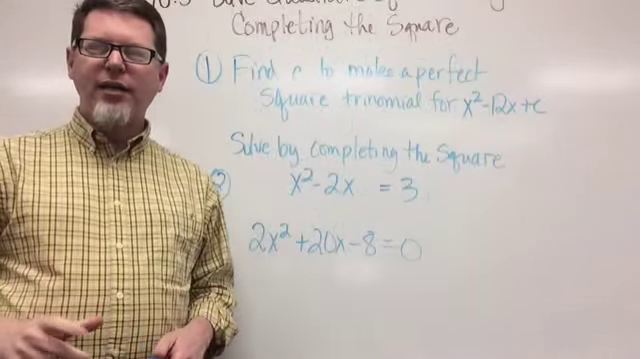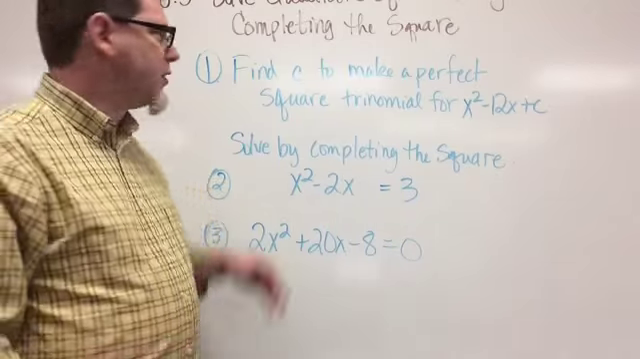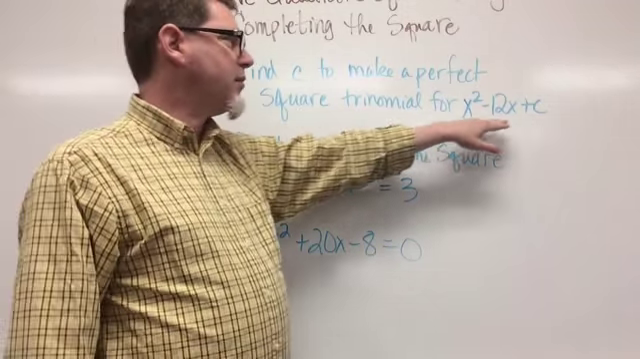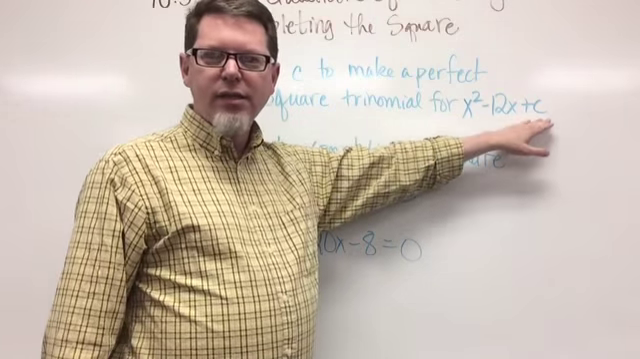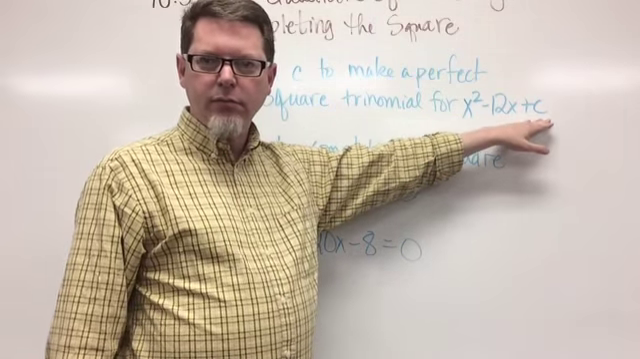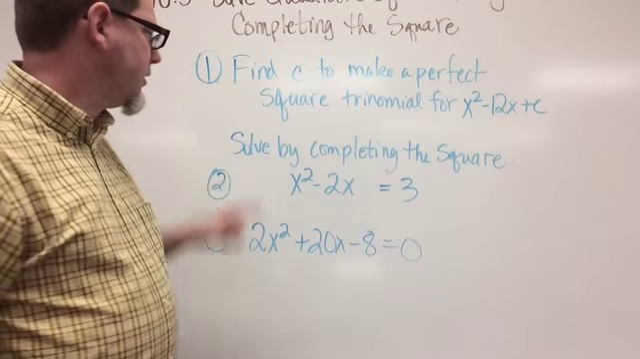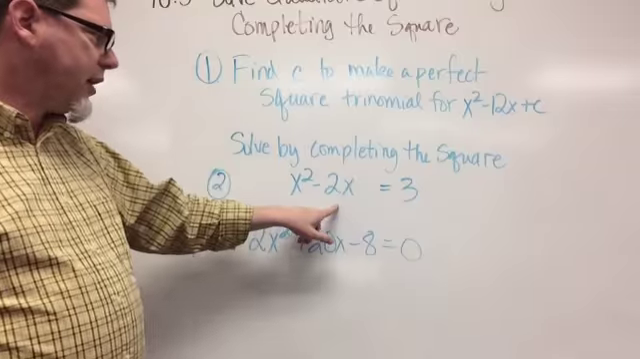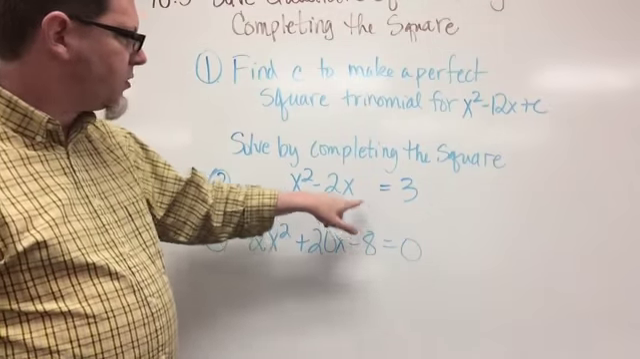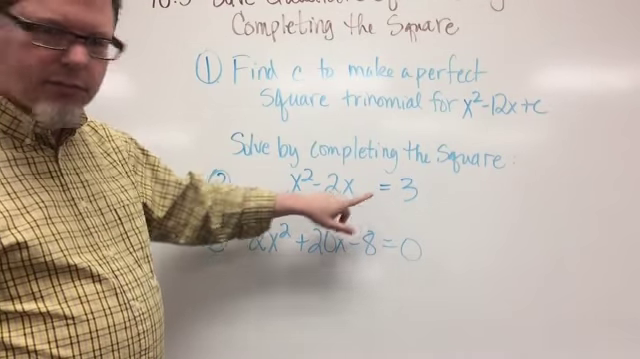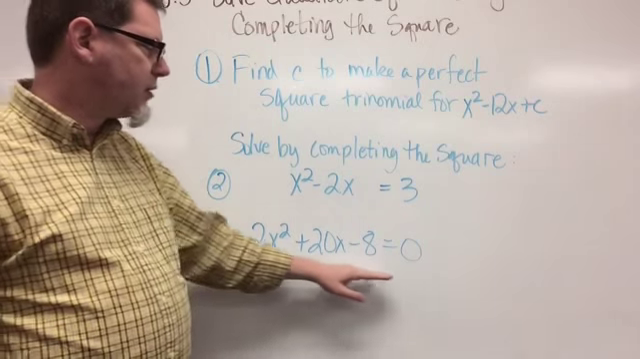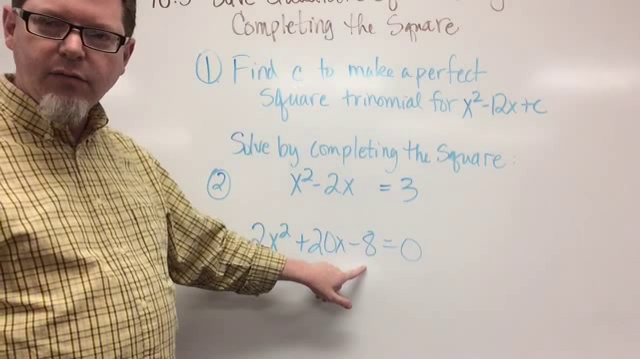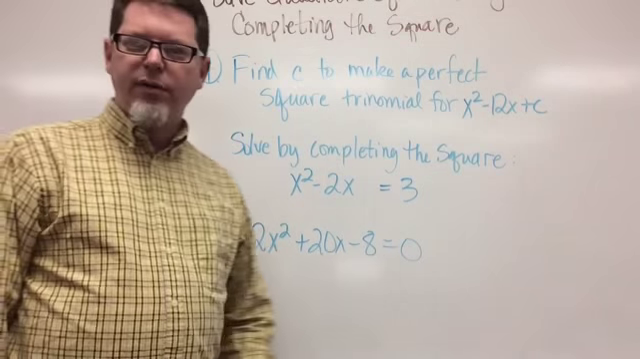Now here are your 3 practice problems for tonight. The first one says find c to make a perfect square trinomial for x squared minus 12x plus c. What does c have to be to make a perfect square trinomial? The second one and the third one are solved by completing the square. x squared minus 2x equals 3. So I need to complete the square, plug it in here. And 2x squared plus 20x minus 8 equals 0. Move the constant to the other side first. Plug in the c that will complete the square, and then solve both of those.